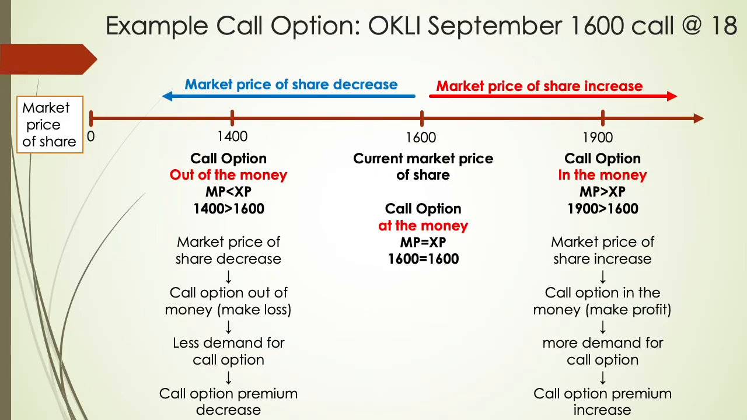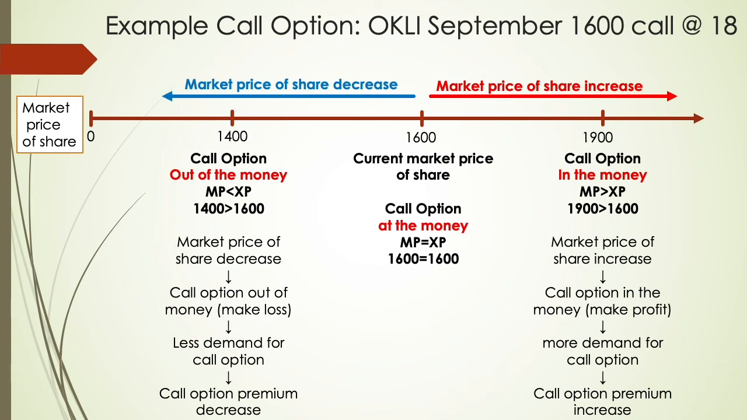Okay, we look at this example of how changes in the market price of share will affect the premium of the call option. Okay, so we have OKLI September 1,600 call at 18. Let's say the current market price of share is at 1,600. So that means the call option is at the money. At the money means the call option is not making any profit.